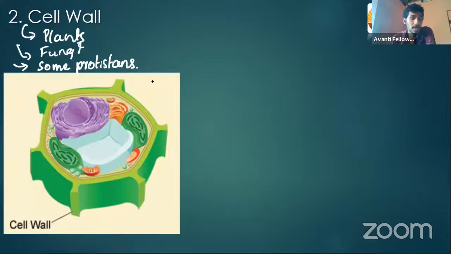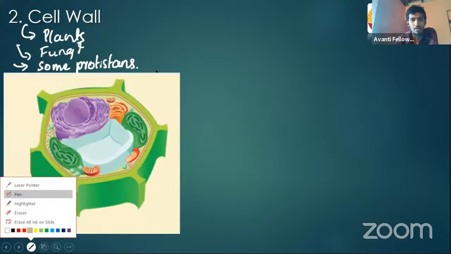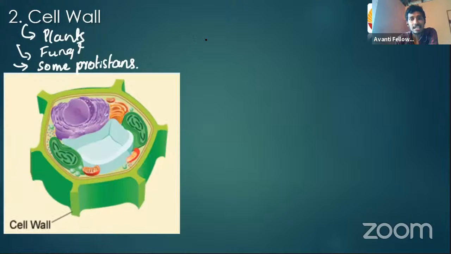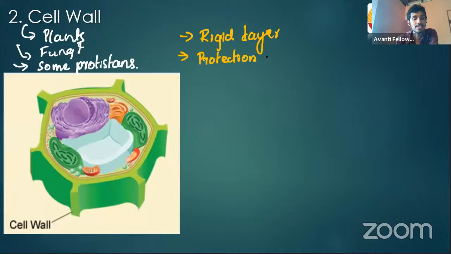What is the cell wall made up of? The cell wall is normally a rigid layer. How will it be helpful? This layer helps in protection against mechanical and chemical damage.